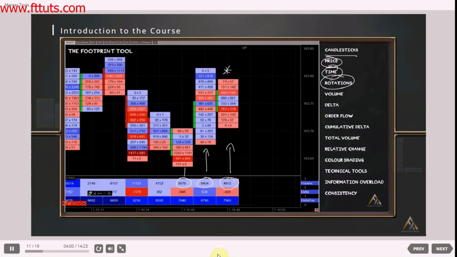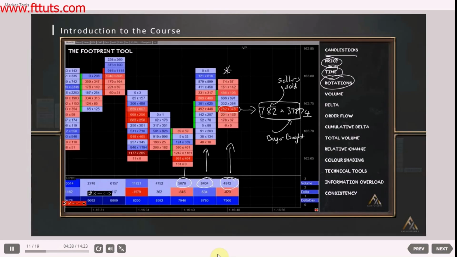So let's take a look at this rotation now, and let's magnify this specific segment of the footprint at price 74. What we've got here is 782 times 378. Now all this represents, on the left side, is what the sellers have sold at price point 74. On the right side, we have what the buyers have bought at price point 74.